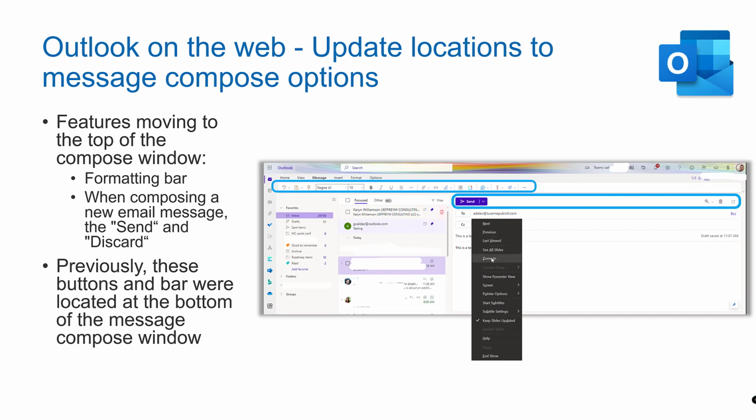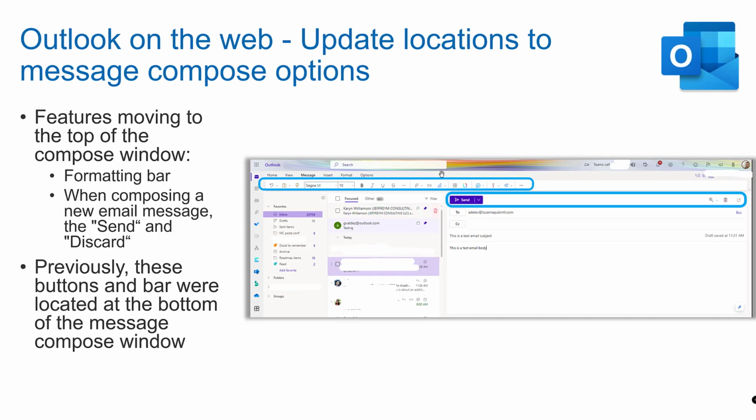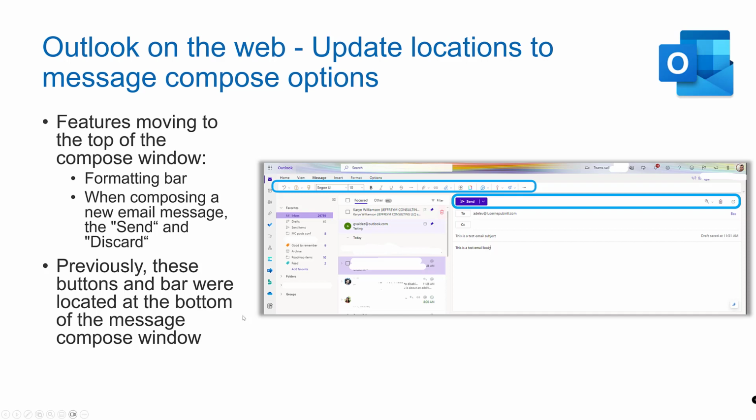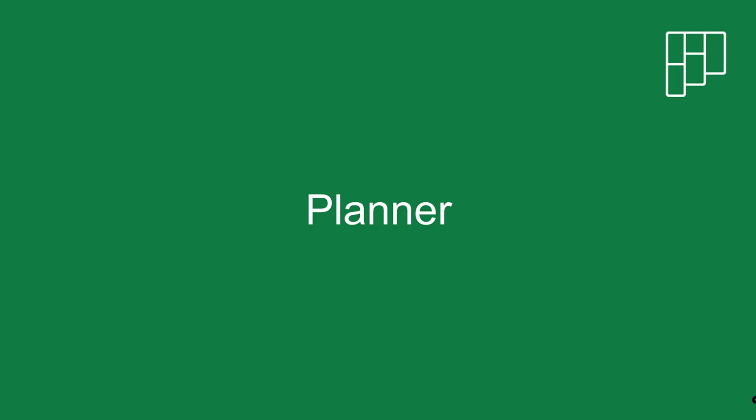Oh, look at that. Let's just zoom in on that. The loop components, you can see those up there. It'd be interesting to see what the drop down is there. I'm guessing those are the actual loop components. Love to have seen what was in this demo build that Microsoft has taken these screenshots from. Previously, these were in the bottom of the compose window, like I said, due late September to mid-October 2022.